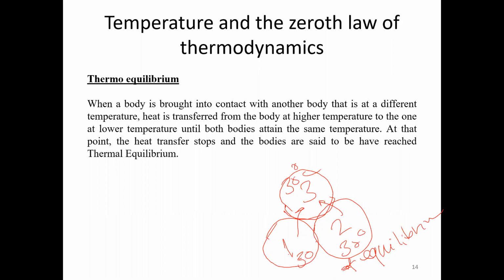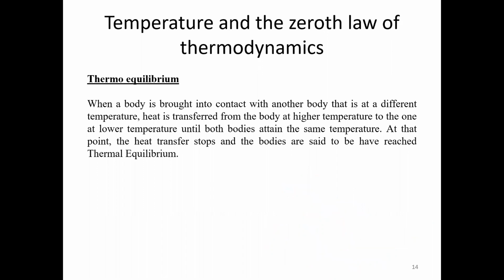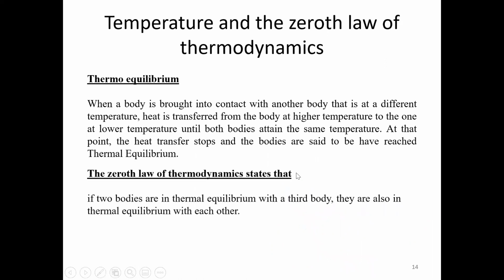So that's actually the zero law of thermodynamics. As you can see, it's a common sense law. If two objects are in thermal equilibrium with a third body, then they are also in thermal equilibrium with each other. So as we said here, if two of these are at 50 Celsius, definitely the third one will also be at 50. Okay.